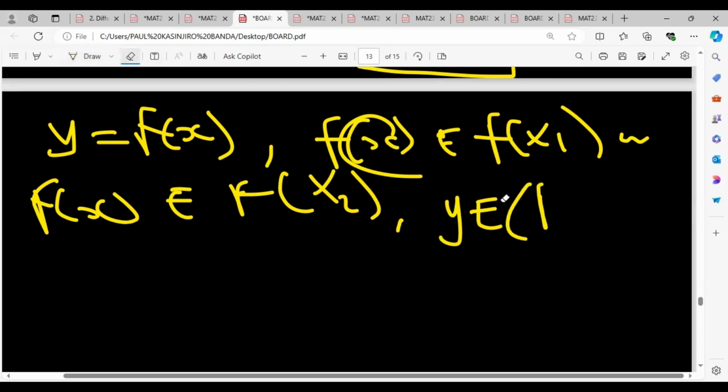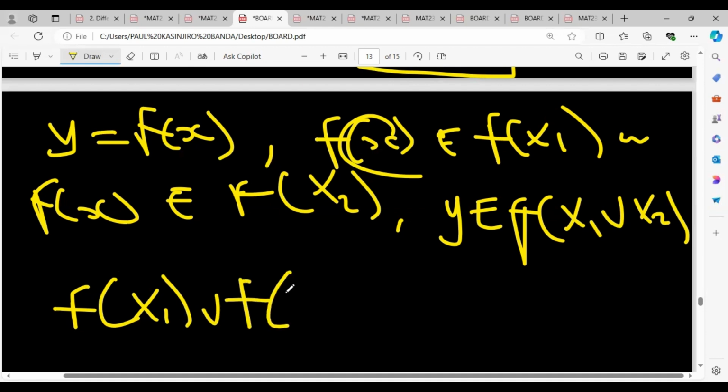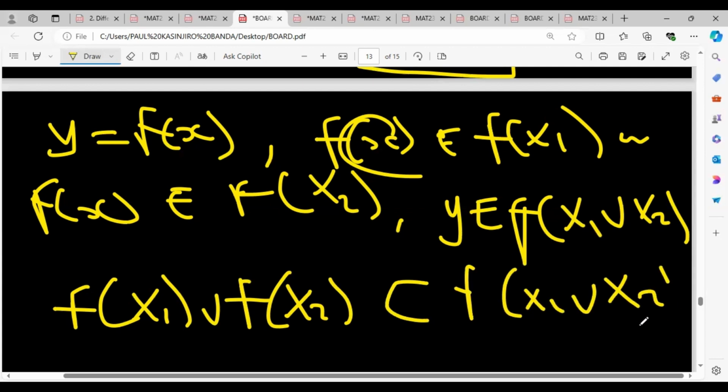f, and then in the brackets I put those two. So my y is actually a member of f of x1 union x2. And we have shown that actually the right is in the left hand side. So we've shown that f of x1 union f of x2 is a subset of f of x1 union x2. So we've shown this, and we can take this as our equation 2.